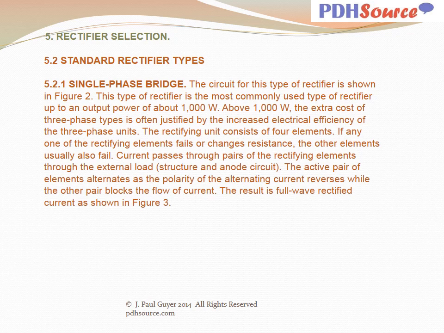If any one of the rectifying elements fails or changes resistance, the other elements usually also fail. Current passes through pairs of the rectifying elements through the external load, the structure and anode circuit. The active pair of elements alternates as the polarity of the alternating current reverses, while the other pair blocks the flow of current. The result is full wave rectified current as shown in Figure 3.